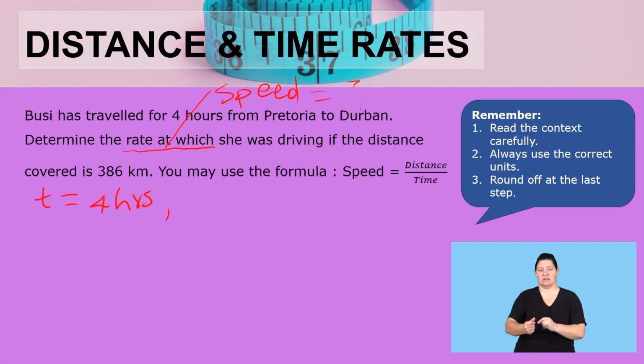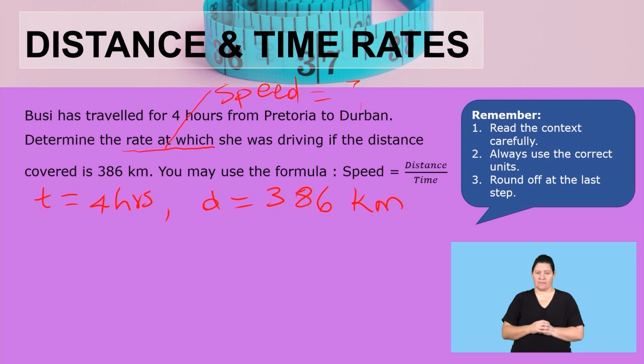And then what is given is that she was driving the distance now is 386 kilometers. It is so important for you to check this. As we say, we are going to measure time in hours. We are going to measure distance in kilometers. Just make sure that before you calculate, you convert your time to hours if it's not converted, and your distance is always converted to kilometers as well.